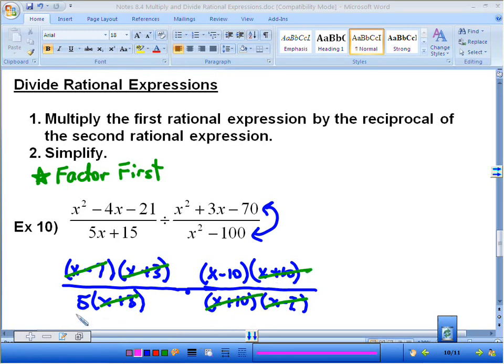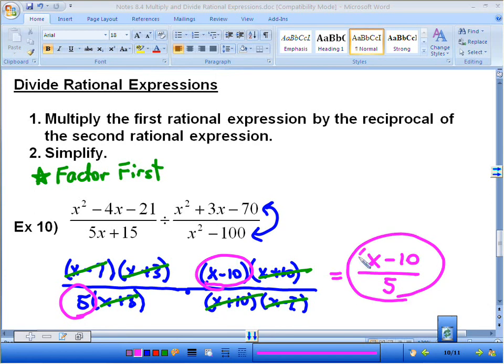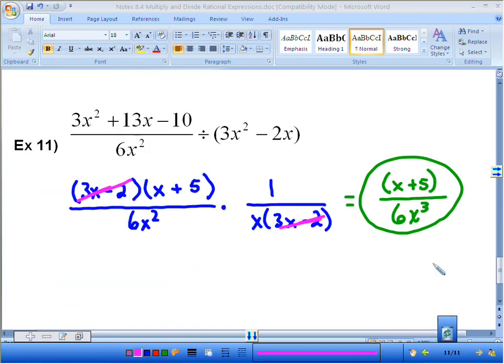Now let's see what I'm left with. I'm left with this 5 on the bottom and this x minus 10 on the top. So my final answer is x minus 10 over 5. I cannot reduce because this is a binomial that has to stay together. You try example 11 and see if you get the same answer I got.